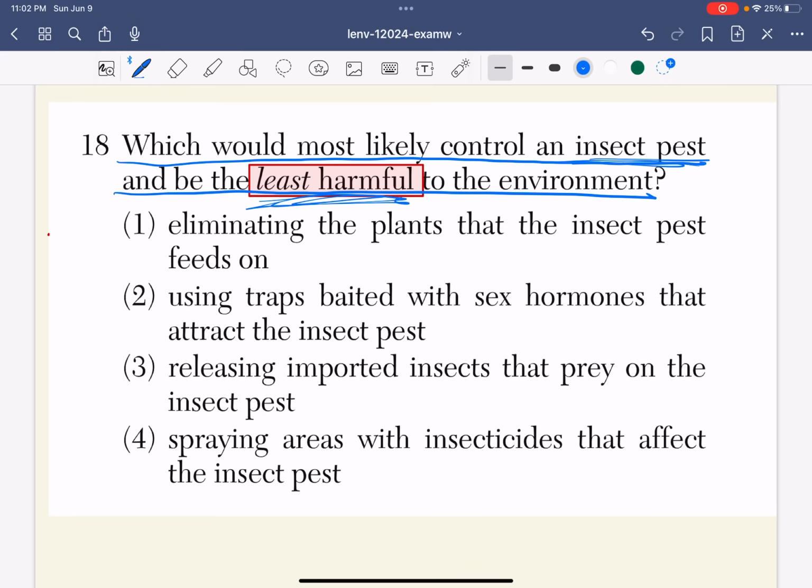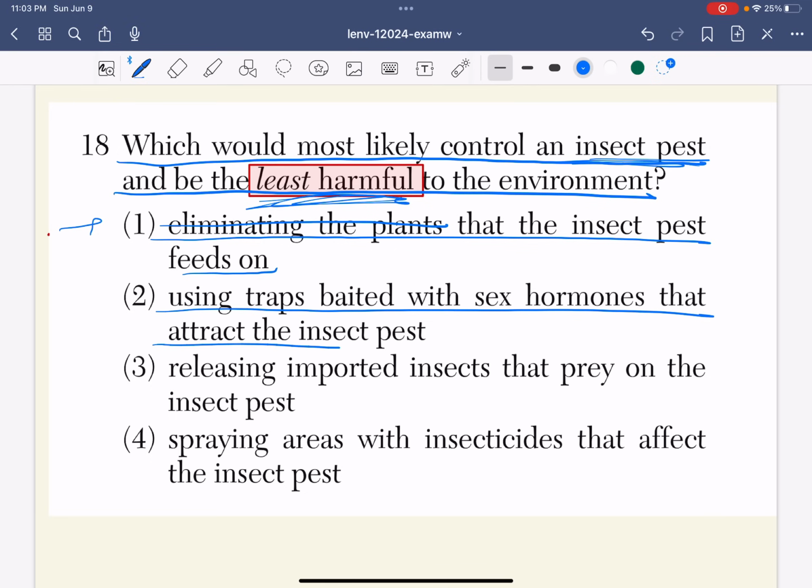Okay, so let's see choice 1. Eliminating the plants that the insect pests feed on. Now, eliminating the plants is not good. You don't want to disturb the environment. Number 2, use traps baited with sex hormones that attract the insect pests. This could be a good thing to do. You're not disrupting the ecosystem this way. You're just trying to bait it for it to leave the area.